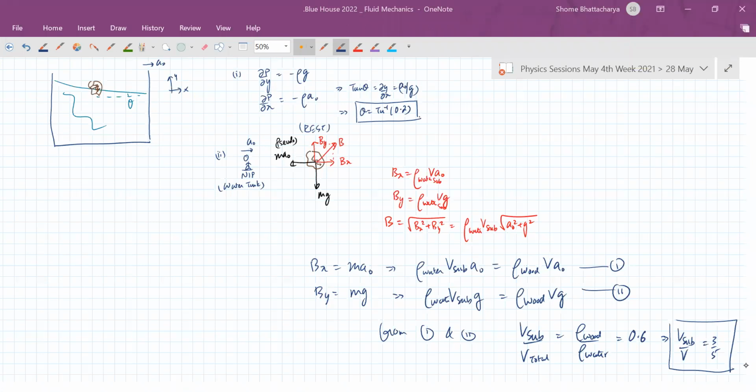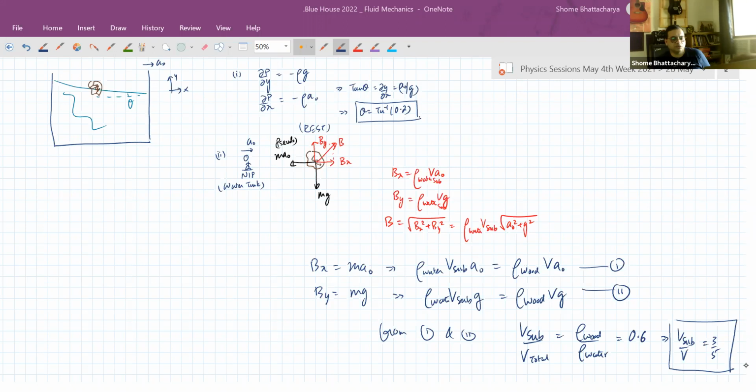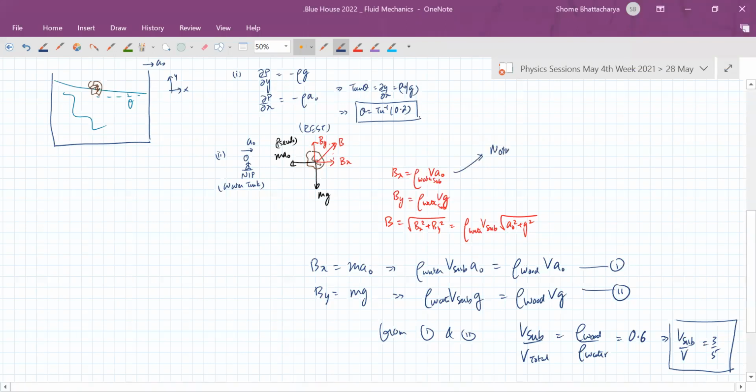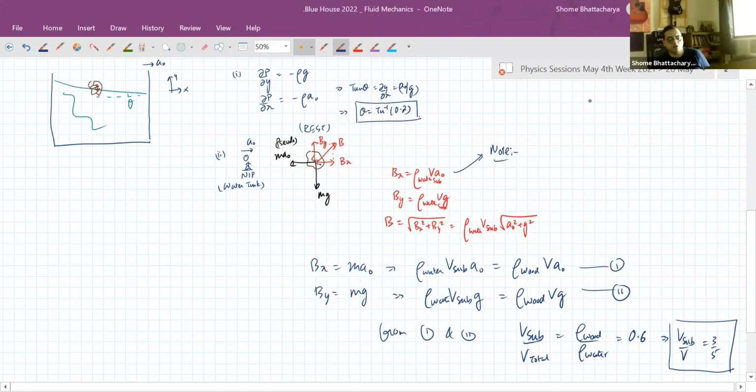So can we copy this? Just make sure you note this important concept over here: due to the horizontal component of pressure, or the horizontal pressure gradient, the water applies a horizontal component of buoyant force.